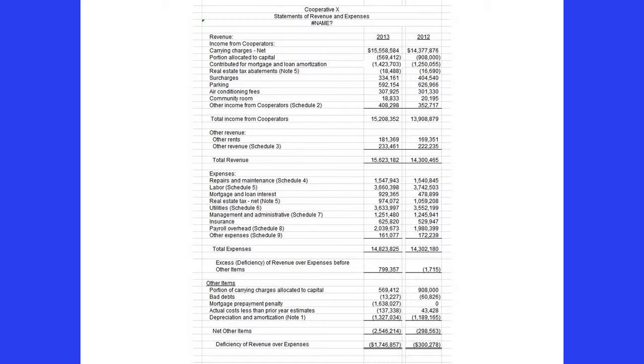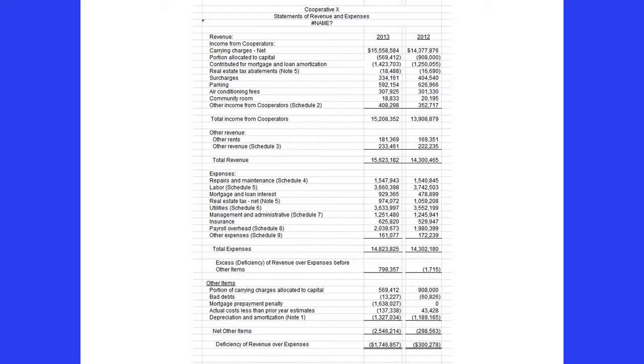But the one item we already talked about that's a big item in there, which is irrelevant to our operations, is depreciation and amortization. As you can see, that makes a big difference in the numbers. So we do a subtotal before other items from the operational standpoint as to where we were. And that's really the important item to bring down, to be able to show cooperators that we're basically operating at a break-even or a surplus.